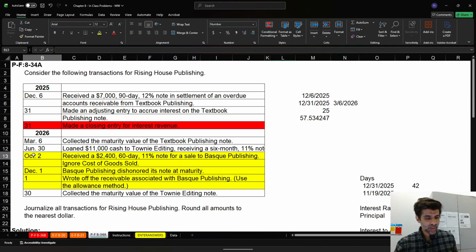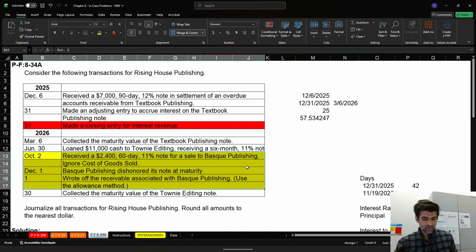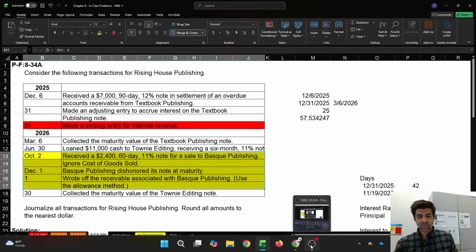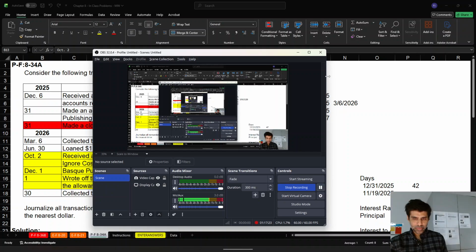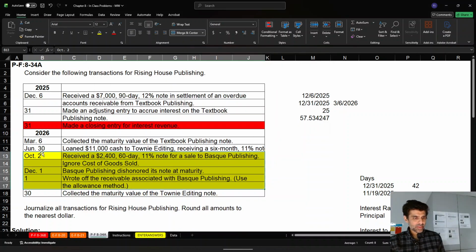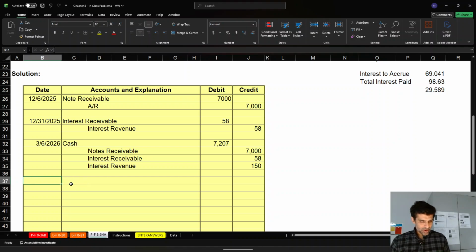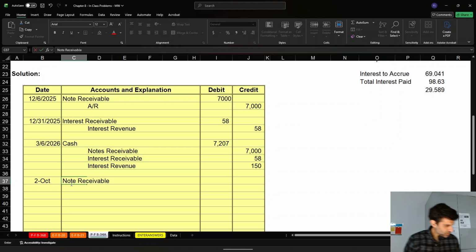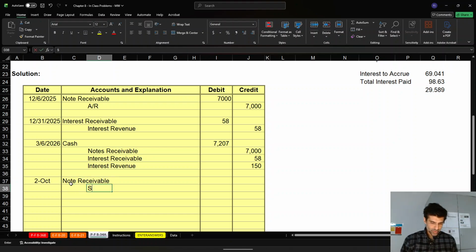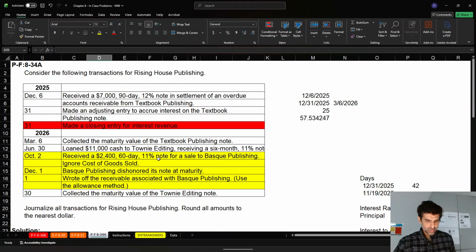So take a couple of minutes, try to figure out these last couple journal entries, and maybe I can do them in the last minute of class. So on October 2nd, you're going to record this. You're very hopeful this person's going to pay you $2,400. So you have a note receivable, and it was for some sale that you made, right? For a note, yeah.